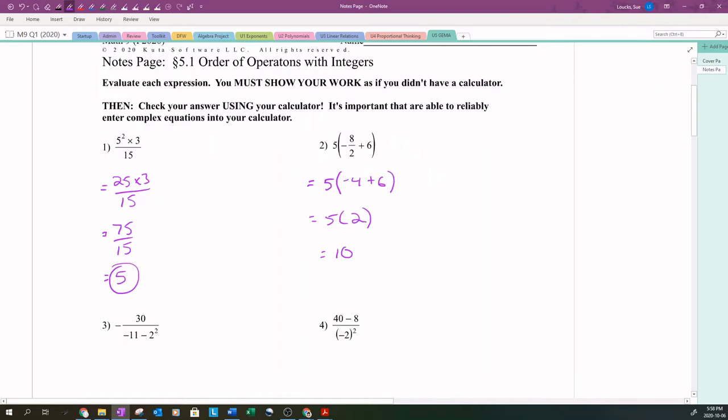Question 3. Looking for my mouse here. Where's my mouse?